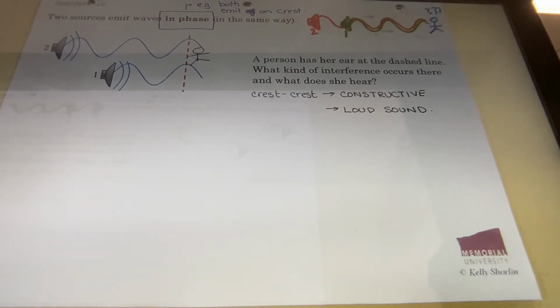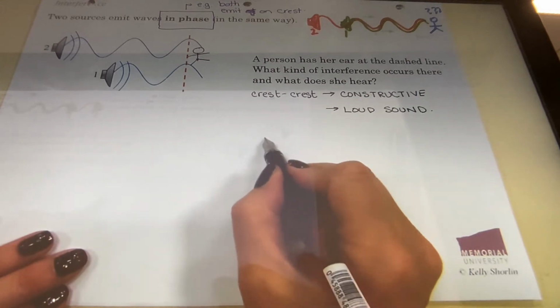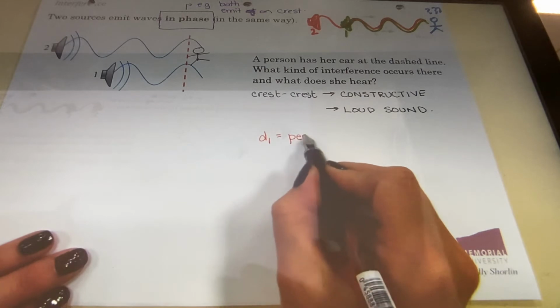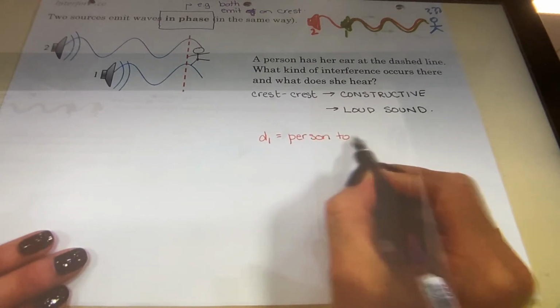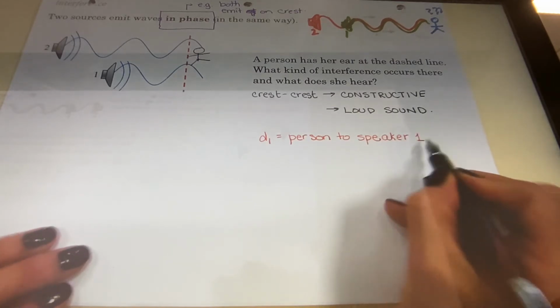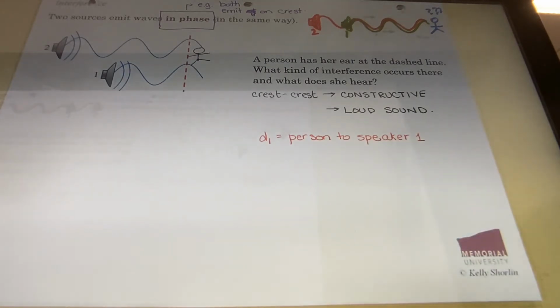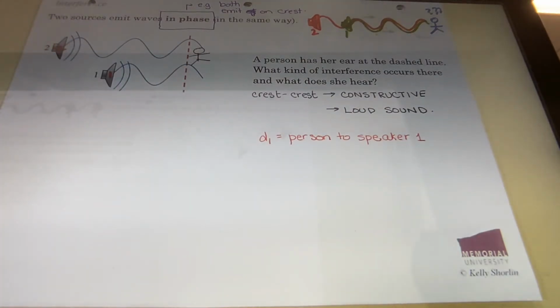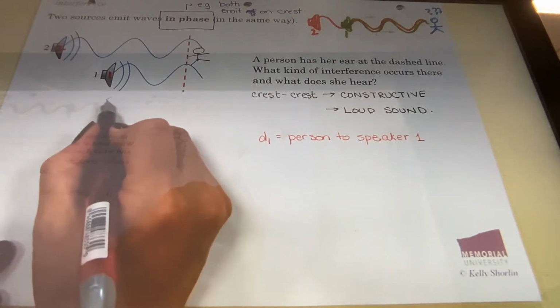Let's do a mathematical analysis and see if we can figure out a method for deciding if a person is going to hear constructive or destructive interference. So let's make a couple of definitions. Our first definition is we're going to define the distance D1 as the distance between the person and speaker 1. I'm going to label my speakers 1 and 2. Oh, they're already labeled for me. Speaker 1, speaker 2. So my distance between my person and speaker 1 is D1.